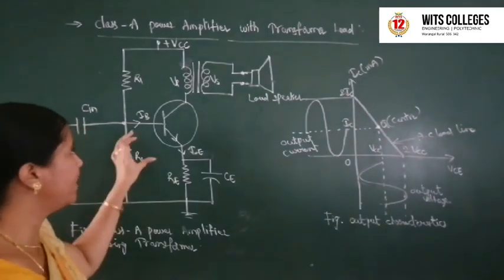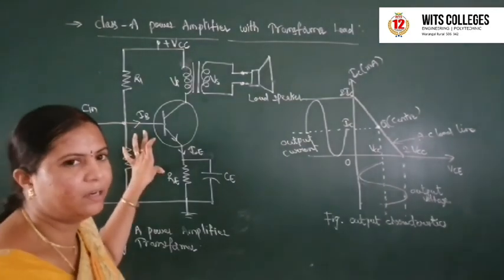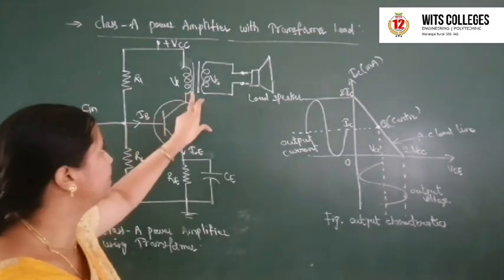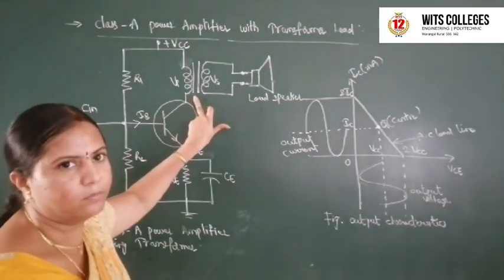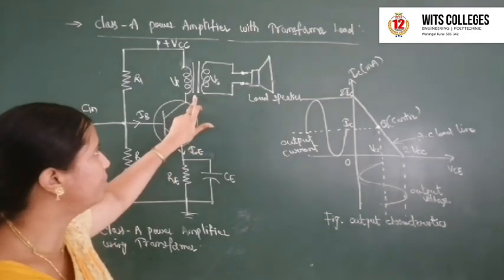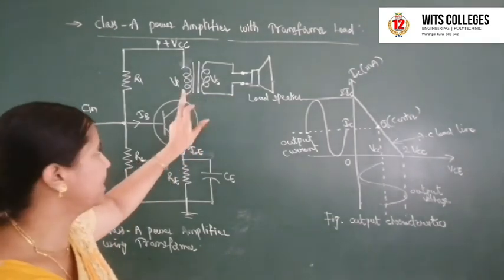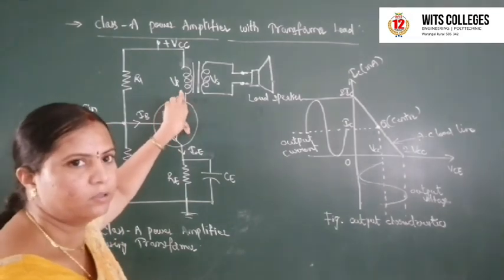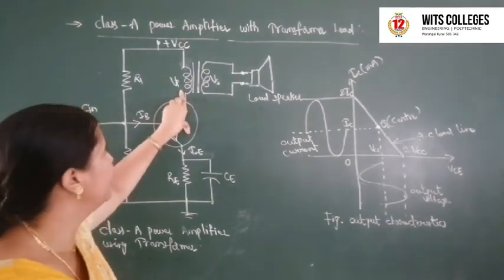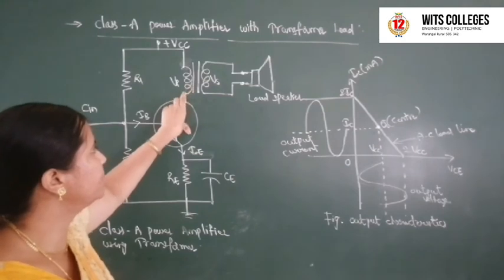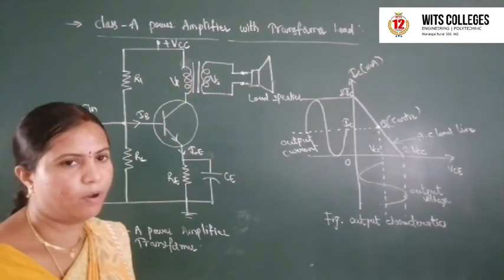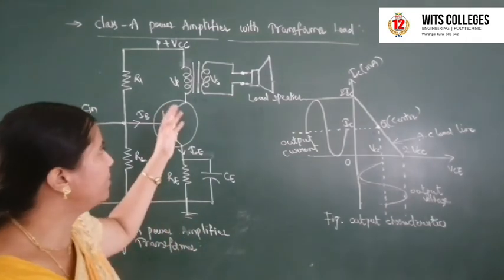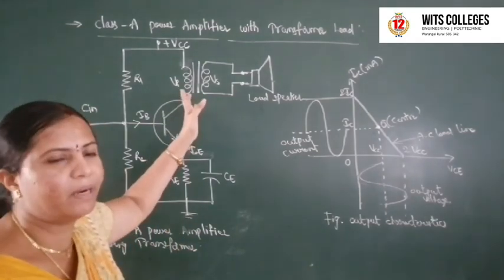So this variation in base voltage and base current will vary the voltage at the collector terminal. So the amplified output will be obtained at the collector terminal. There is a variation in the collector voltage, so you will get the amplified signal at the collector terminal. It goes to the primary terminals of the transformer, so you will get the amplified output at the primary terminals of the transformer.